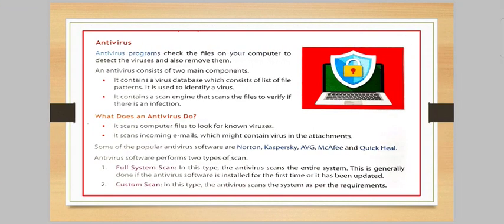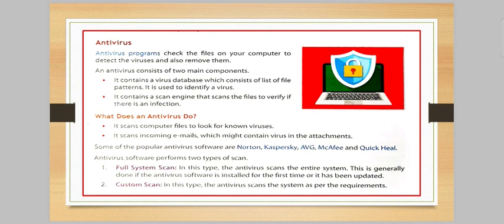Next is antivirus. Mainly, antivirus is a software or a program. Antivirus programs check the files on your computer to detect viruses and also remove them. So the main use of antivirus software is to detect viruses and remove them. Now antivirus consists of two main components: one is the virus database, one is the scan engine.